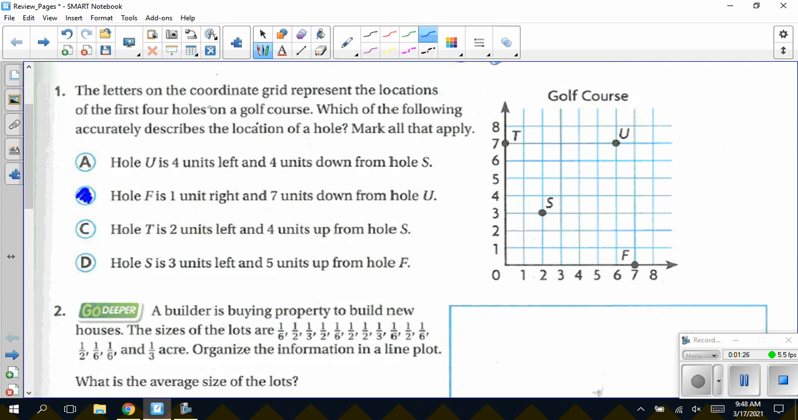Next, it says hole T is 2 units left and 4 units up from hole S. So I'm starting at hole S, I'm going to go 2 to the left, so 1, 2, and then it says I have to go 4 up. 1, 2, 3, 4. When I do that, it does take me to hole T, so C is another choice that I can fill in.